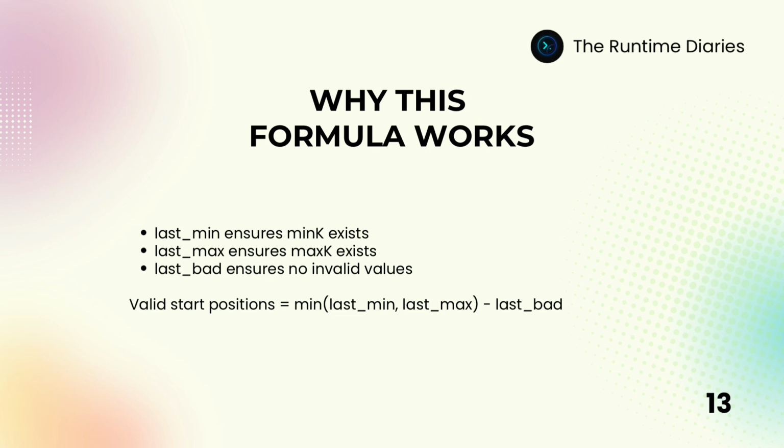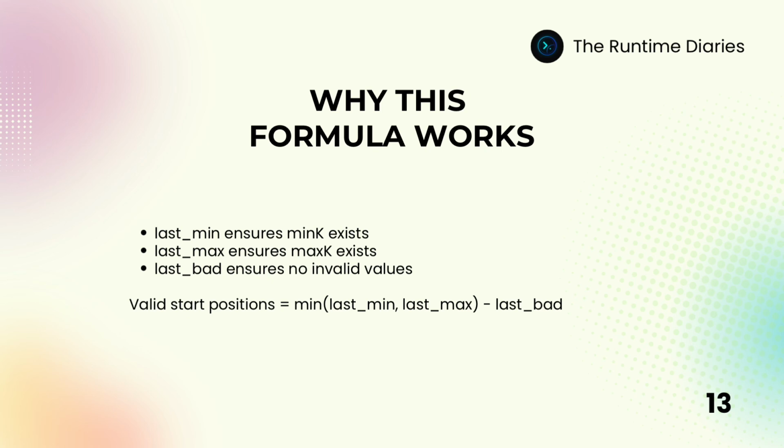So, when we're standing at position i, the earliest valid left boundary for a subarray ending at i is right after last_bad. We can't start the subarray before that because we'd include an invalid value. The latest valid left boundary is the earlier of last_min or last_max. Why? Because the subarray must contain both minK and maxK. So the latest we can start is at whichever of those two values appeared earlier.